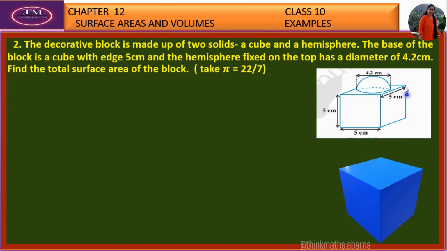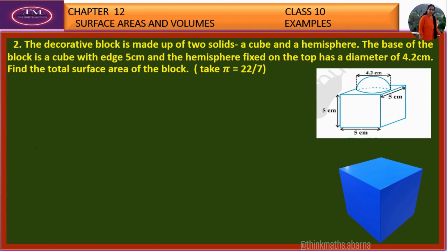So this is the picture given in the book. There is a cube. All its sides are of 5 centimeter. The base of the block is a cube with edge 5 centimeter. In a cube there will be only squares on the sides, so all sides will be the same length, 5 centimeter. And a hemisphere is fixed on top. It has a diameter 4.2, so the radius will be 4.2 divided by 2. We have to find out the total surface area of the block.